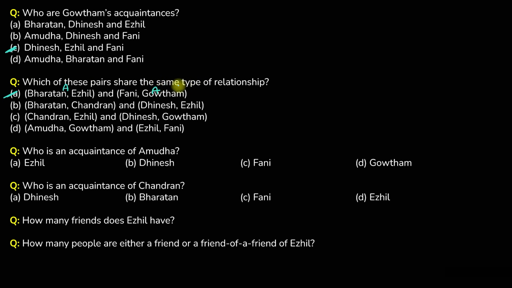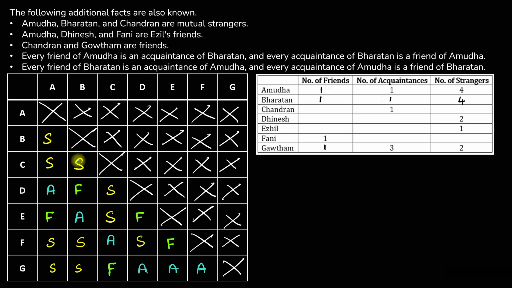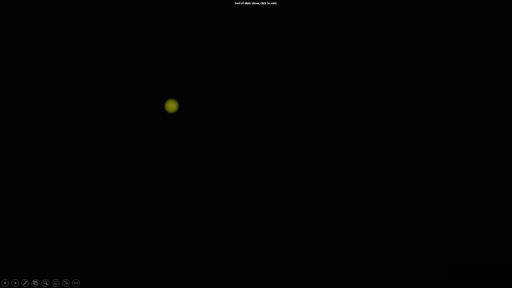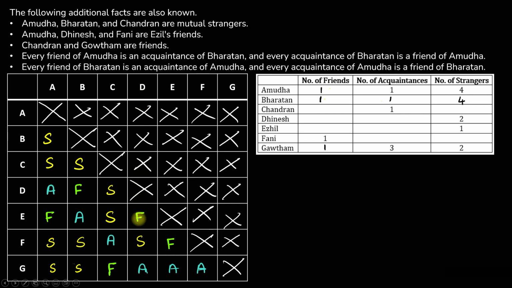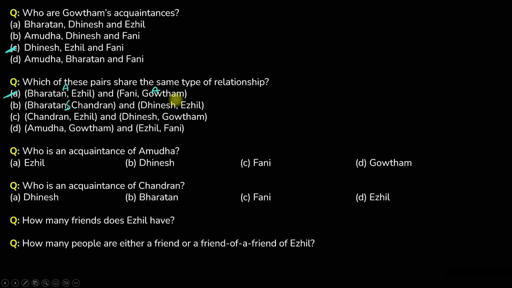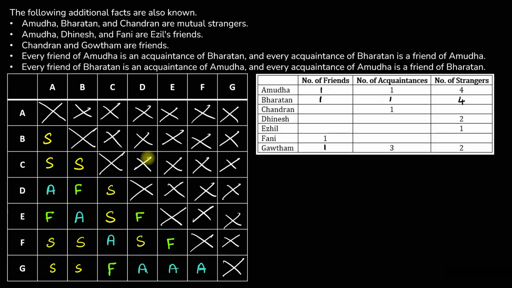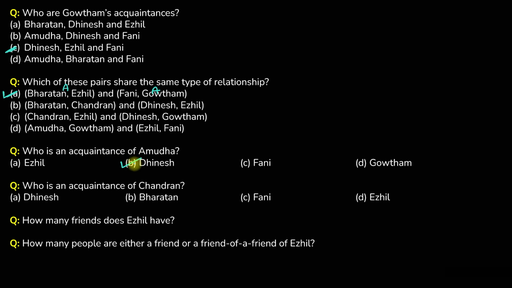Which of these following pairs have the same relationship? Option A. Okay. If you want, you can check for other 3 pairs as well, but they will not have the same relationship. For example, if you check for B and C, so B and C have a stranger relationship. D and E have a friends relationship. So this relationship, friends, is not same as stranger. So if you check for the other 2 also, it will not be same. Option A is the correct answer. Next, who is an acquaintance of Amudha? For A, Amudha, acquaintance is D. Option B is the correct answer here.